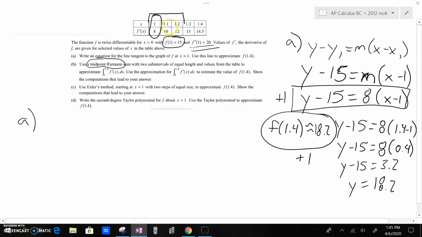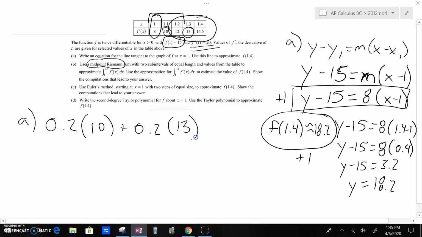So the middle of this interval is the height of 10. So that's my height of 10. So I've got a width of 0.2 from 1 to 1.2 and a height of 10. And I'm then going to add that to my second subinterval, which is going to run from 1.2 over to 1.4, so that's also going to have a width of 0.2, and it's going to have a midpoint height of 13.